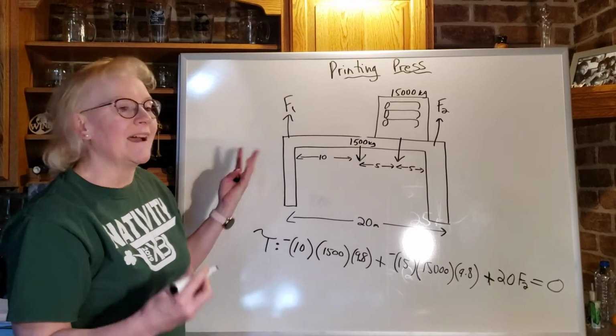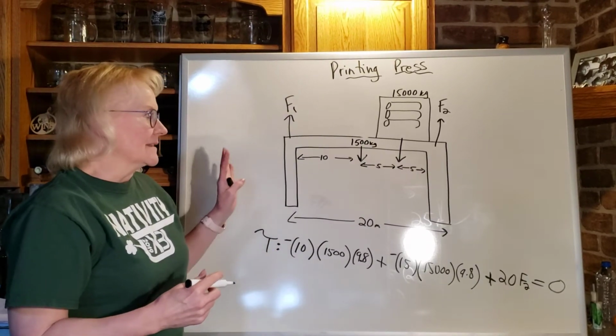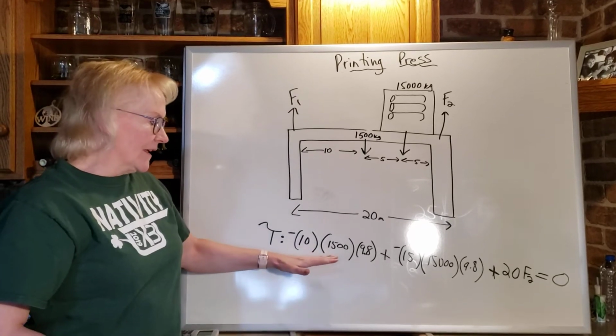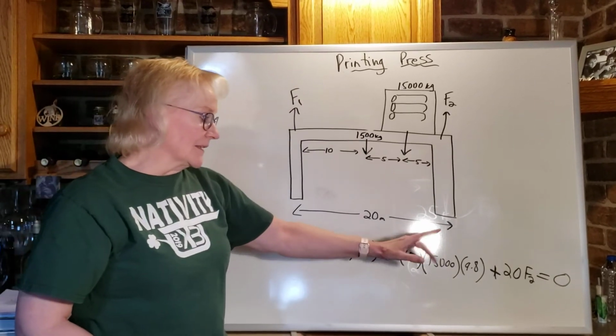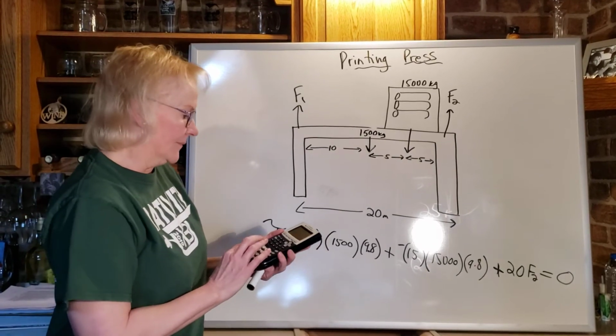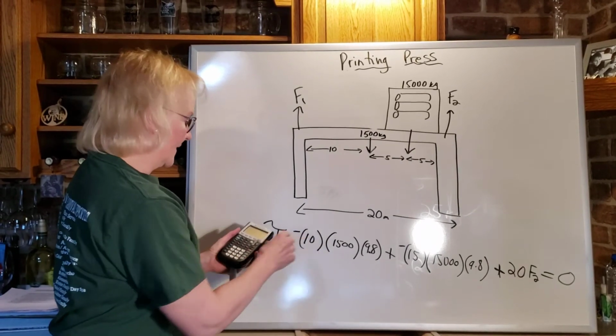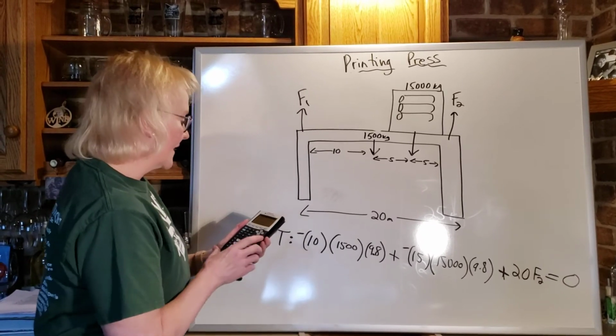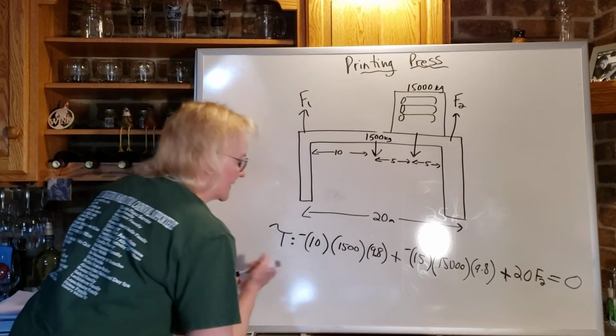Why? Because it's not moving. It is a static equation. So I'm going to quantify this, and I'm going to solve for F2. Let's do that quickly. 1,500 times 10 is 15,000. 15,000 times 9.8, I have a negative 147,000.